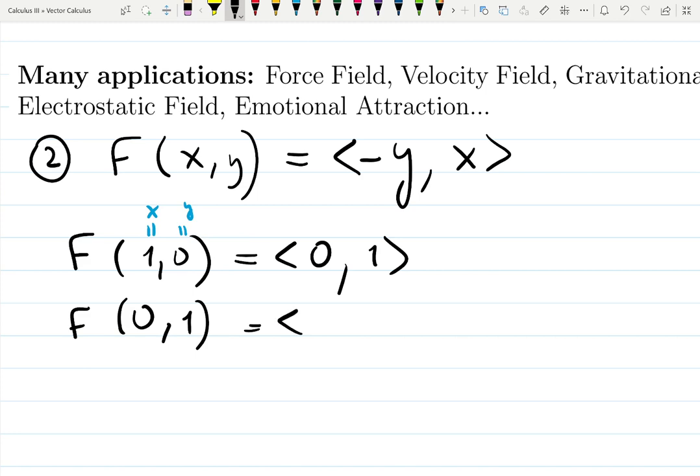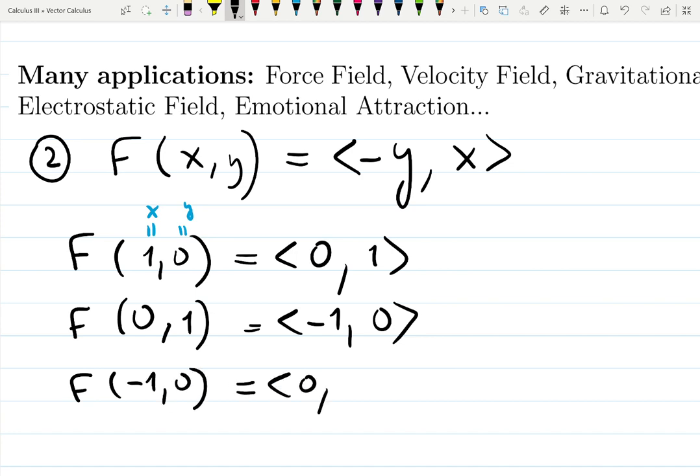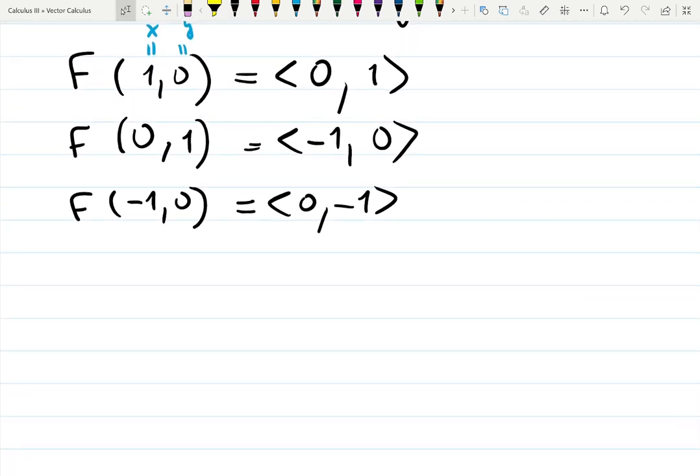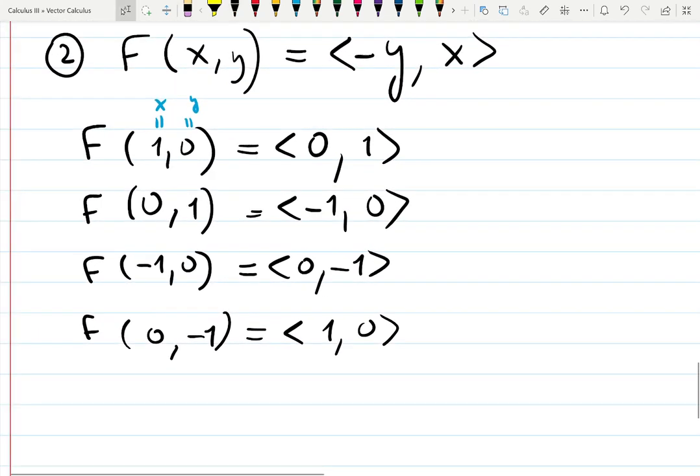What do you think about that? Minus 1, 0. Good job, people. Good job, Julia. Good job to myself. It's minus 1 goes to the right, 0 to the left. F at 0, minus 1 though becomes 1, 0, because minus gives you 1. So carefully plug it in. The second coordinate goes to the first with a negative sign.